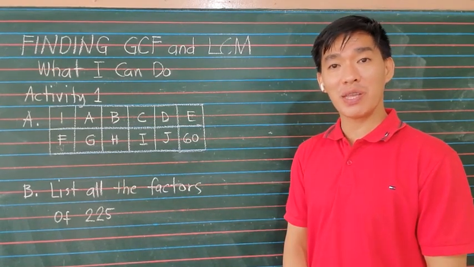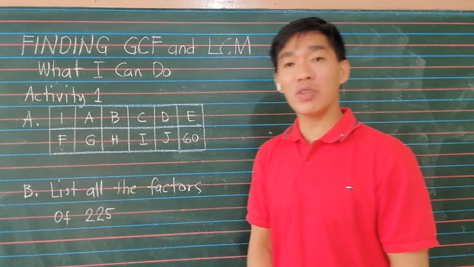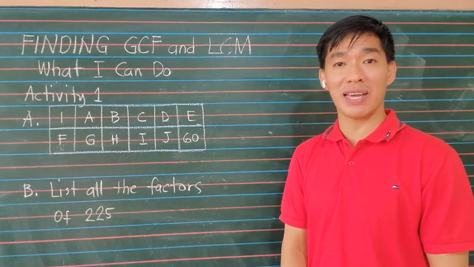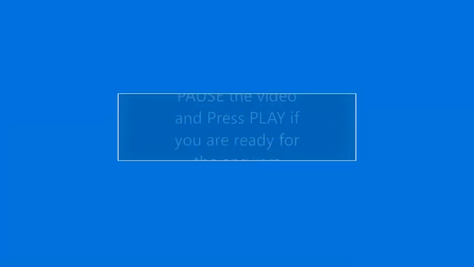Now, look for the factors of 60. For letter B, all you have to do is list all the factors of 225. Pause this video and answer your activity.